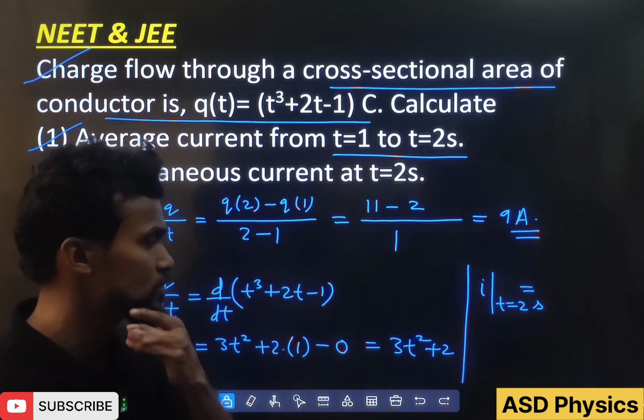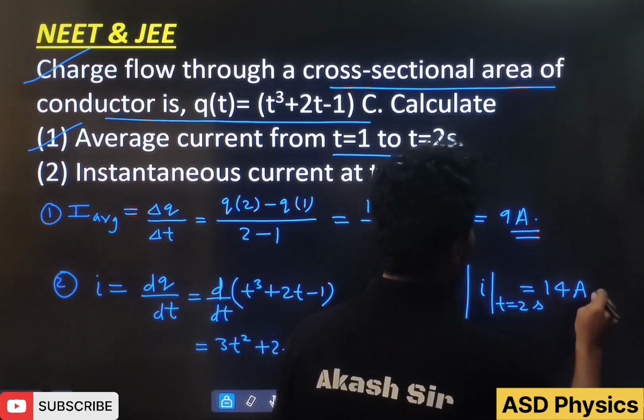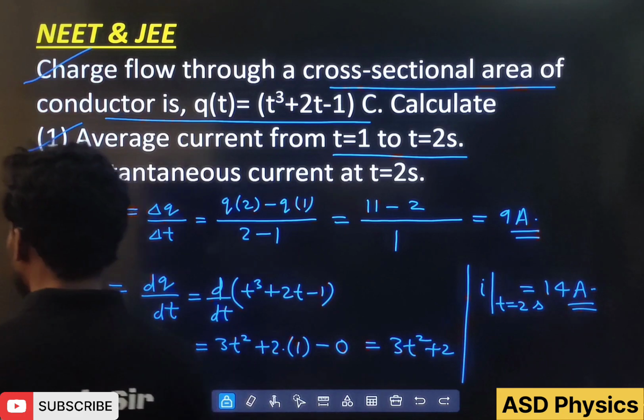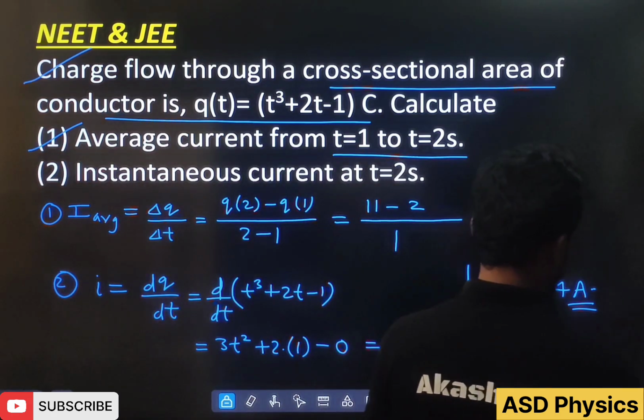So put here t equal to 2. That means 2 square means 4. 4 into 3, 12. 12 plus 2, how much here? 14 ampere. Okay. So you can see very well how in a very easy way we have calculated the average current and the instantaneous current. Okay, great. Now let's move to the next one.